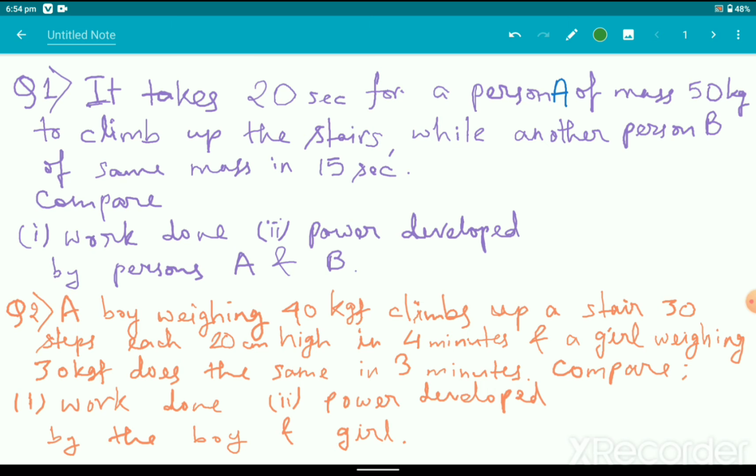The problem is something similar to the first problem. Here it says that a boy weighing 40 kg climbs up a stair of 30 steps, each 20 centimeter high. So 30 steps and each 20 centimeter high means the total height he has climbed is 30 into 20, 600 centimeter or 6 meters, in 4 minutes. Whereas a girl weighing 30 kg does the same work but in 3 minutes. So you have to compare the work done and the power developed. Fine. So how can we do this?